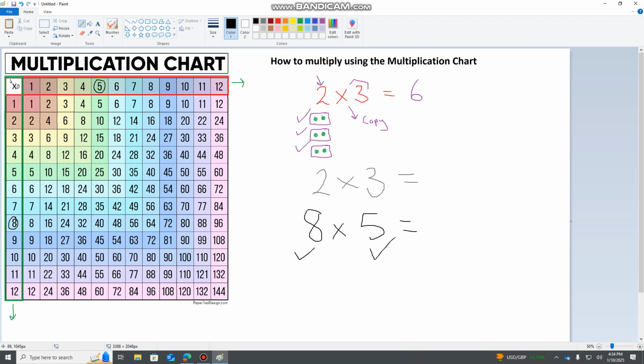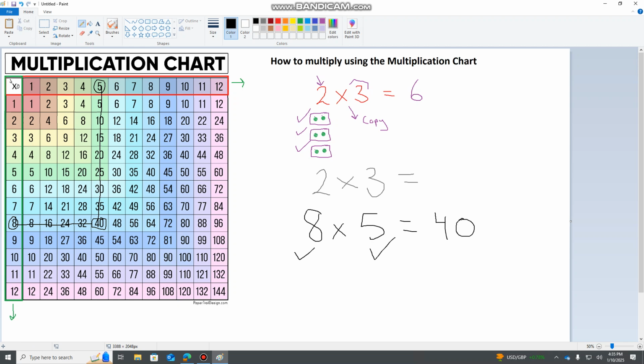So 8 is going to start from here. We're going to keep going, going. And 5 will also keep going, down, down, until boom, we reach this number. And what is that number? 8 times 5 is 40. You see? That's how easy it is when you use the multiplication chart.